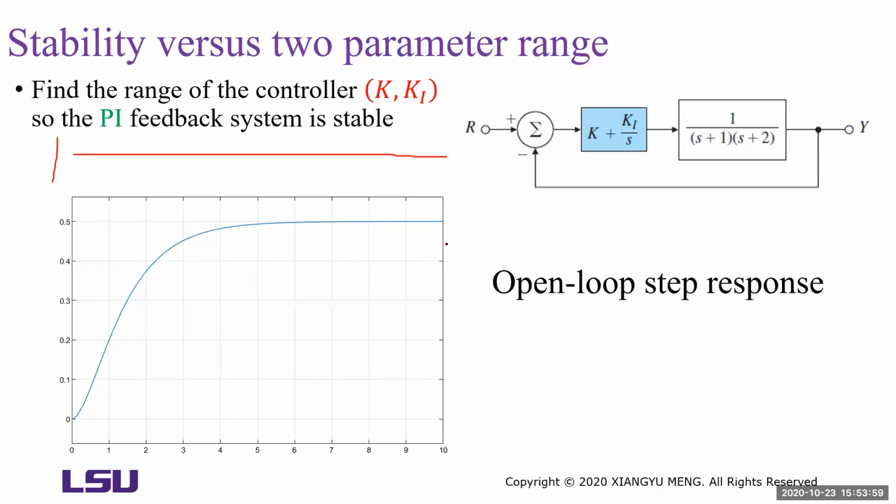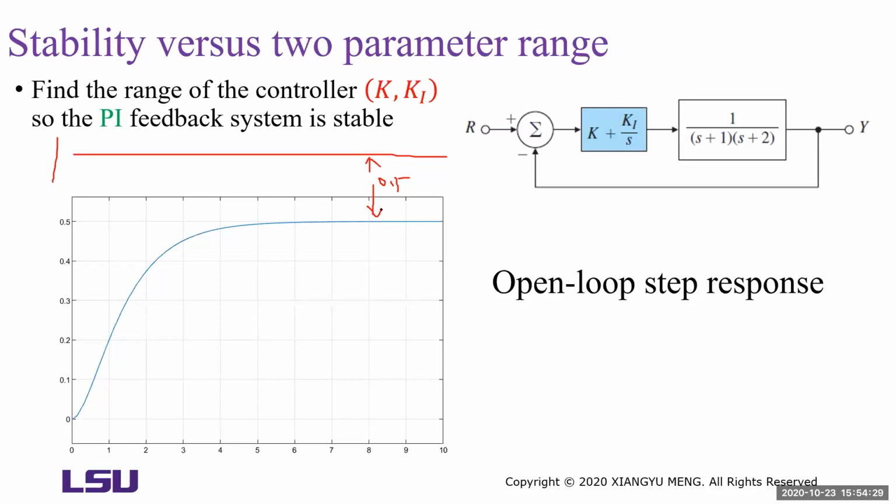This is the step response. So output, eventually, the value is 0.5. So the error between the two is 0.5. So in this case, even though the open loop system is stable, it cannot satisfy the tracking performance, then we need to design controller.